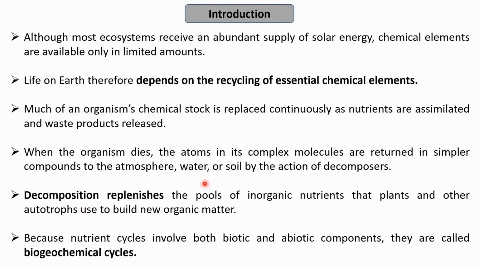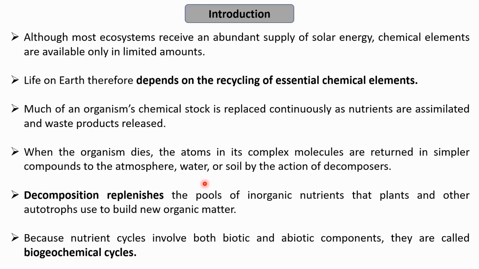Now, because nutrient cycles involve both biotic and abiotic components, these cycles are known as biogeochemical cycles. So biogeochemical cycles are basically the nutrient cycles, and since they involve both biotic and abiotic components, we have given them the name biogeochemical cycle.